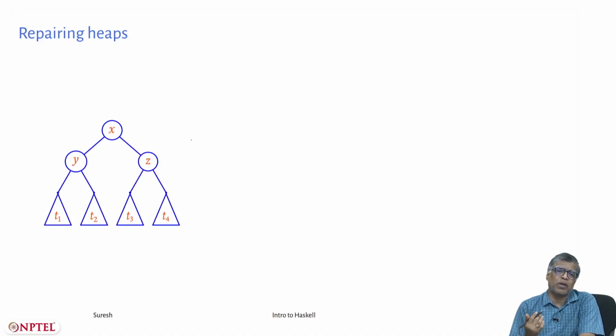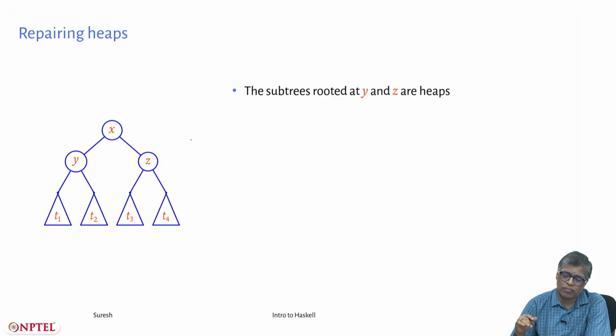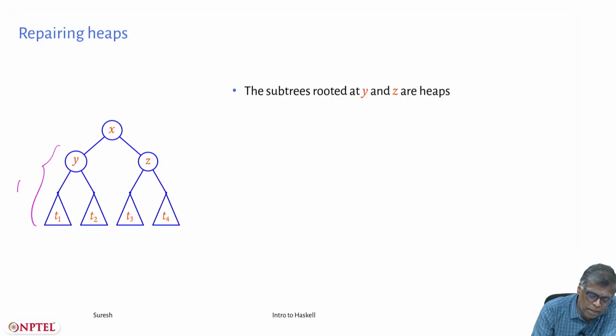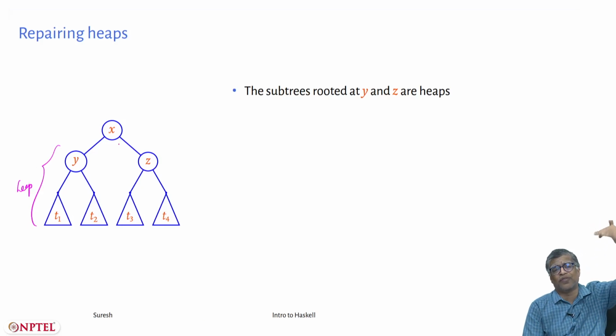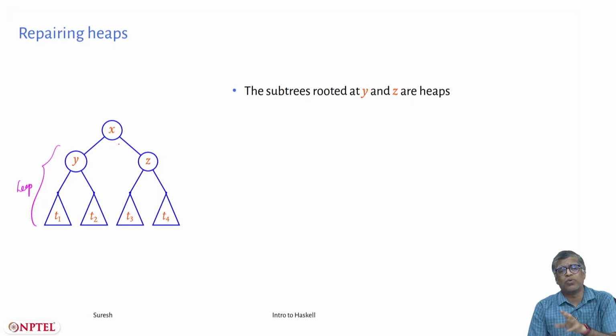What does it mean to repair a heap? Okay. So now suppose I have a purported heap like this. Let's assume that this is a heap. It satisfies the heap property. y is greater than or equal to everything in T1 and everything in T2. T1 is a heap, T2 is a heap. So that's what it means. This is a heap.